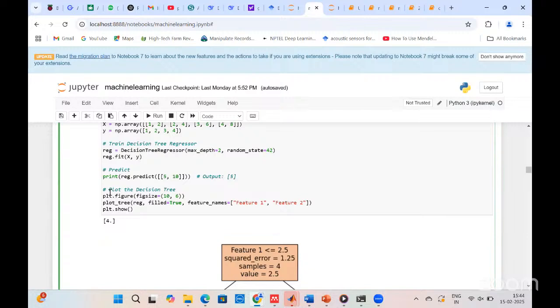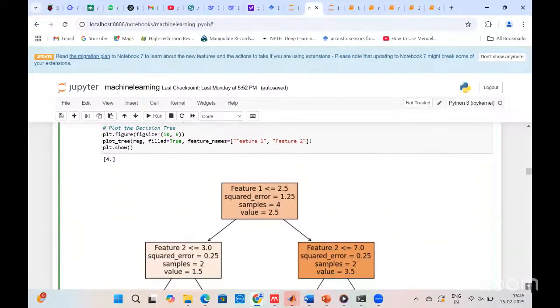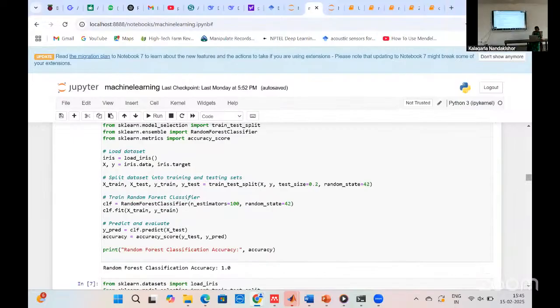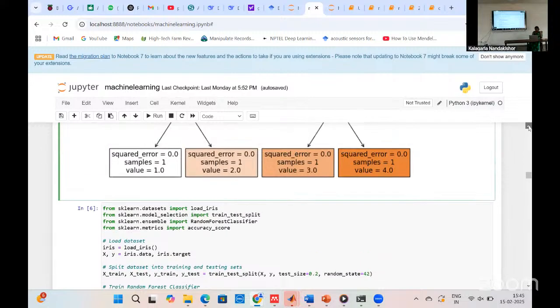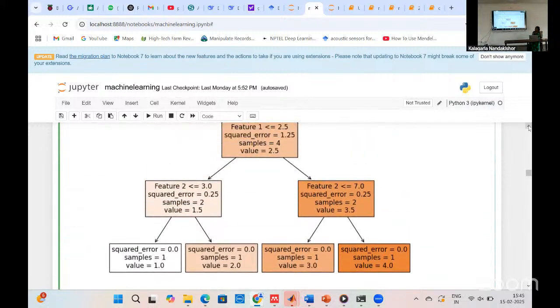Okay, I will share you the programs. You download Jupyter in your systems. After downloading Anaconda, you have to download Jupyter in it. You can observe the tree here. Only 2 depth values are there.